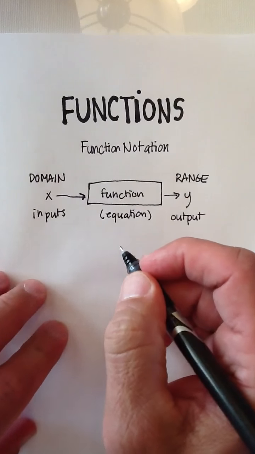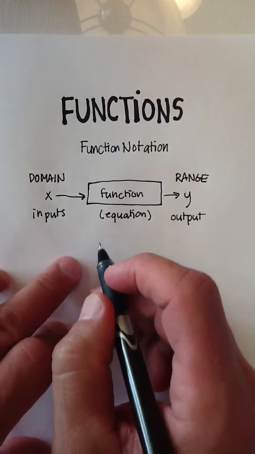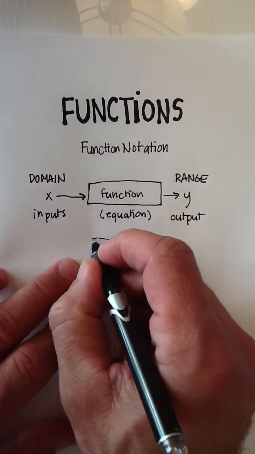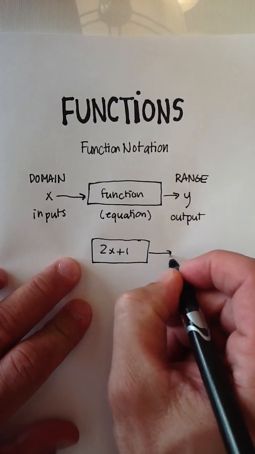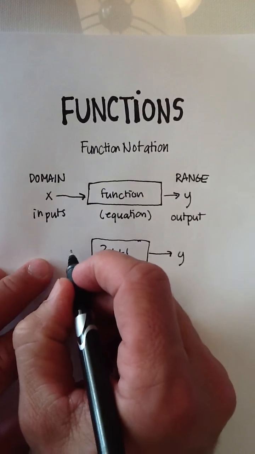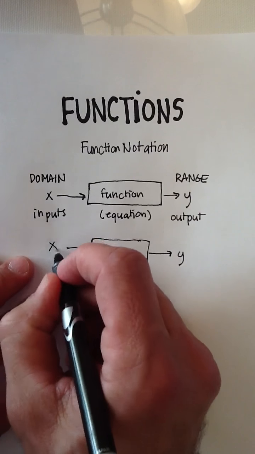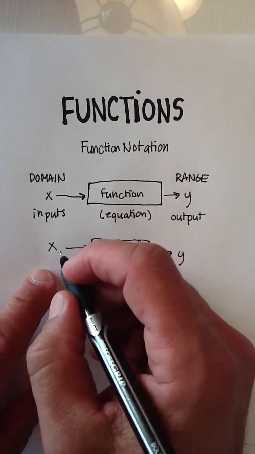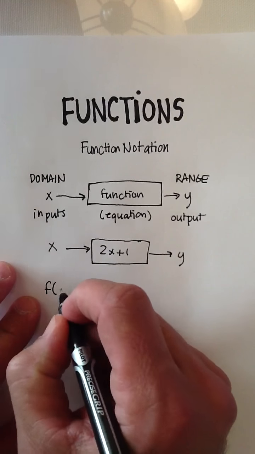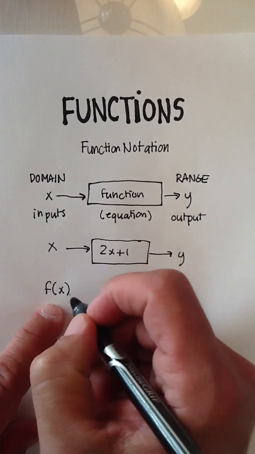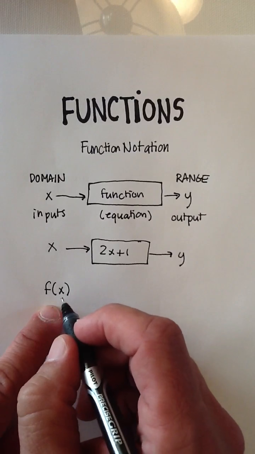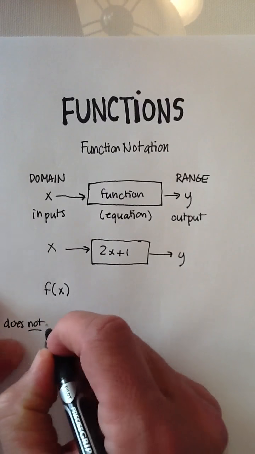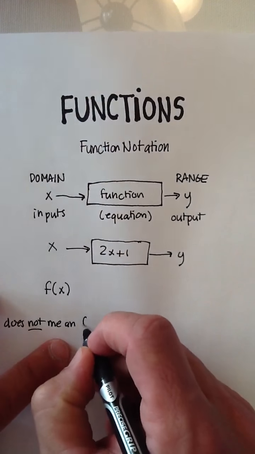All right. So if my equation is something like, again, let's just take 2x plus 1, that's my function, and I'm going to produce an output, y, and I'm going to put in an input, x. Okay? The way you represent this is by saying f of x, and this is function notation now. This does not mean f times x. All right, let me just write that down. Does not mean f times x.